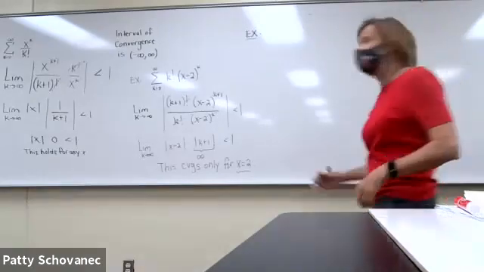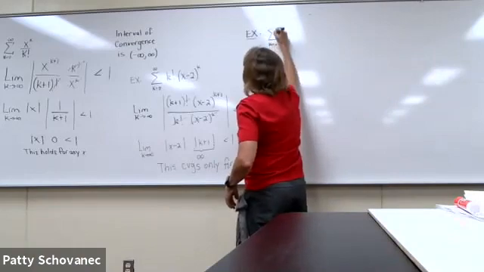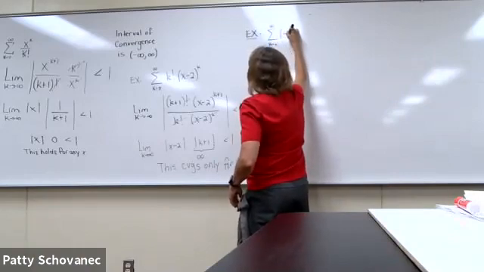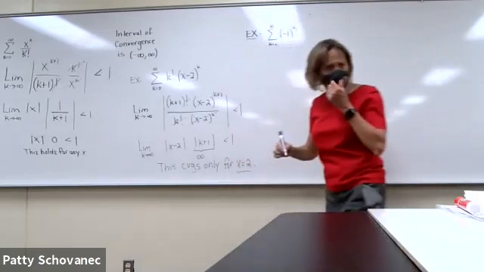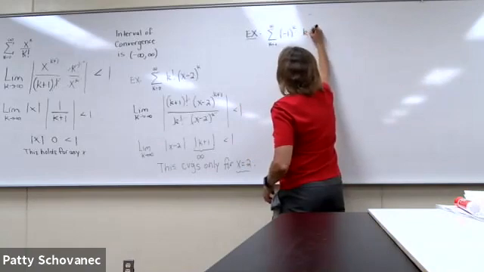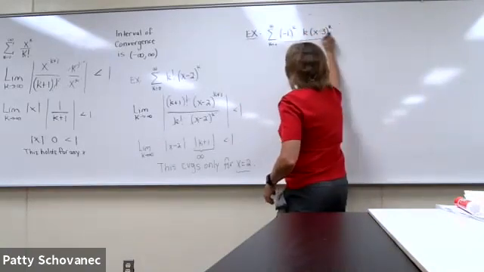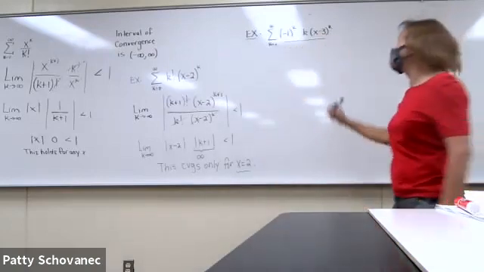Let's go with the sum, k equal to 1 to infinity, negative 1 to the k, k times x minus 3 to the k, all divided by 4 to the k.